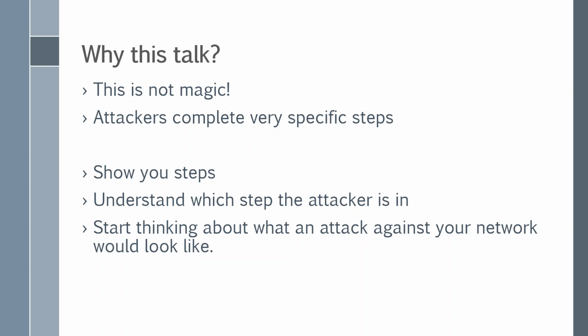So I'm going to show you the steps that the attacker takes. The purpose of showing you the steps is so you understand what step the attacker is in when you see evidence of their wrongdoing. I'm going to talk through their steps of compromise, so when you discover them, you know where they're at with things. And this is meant to be a conversation starter where you start thinking about what an attack on your network would look like. What are those indicators of compromise or potential compromise, so that you can start looking at that, knowing where the attacker is in their steps and what their motives are, so that you can better defend.